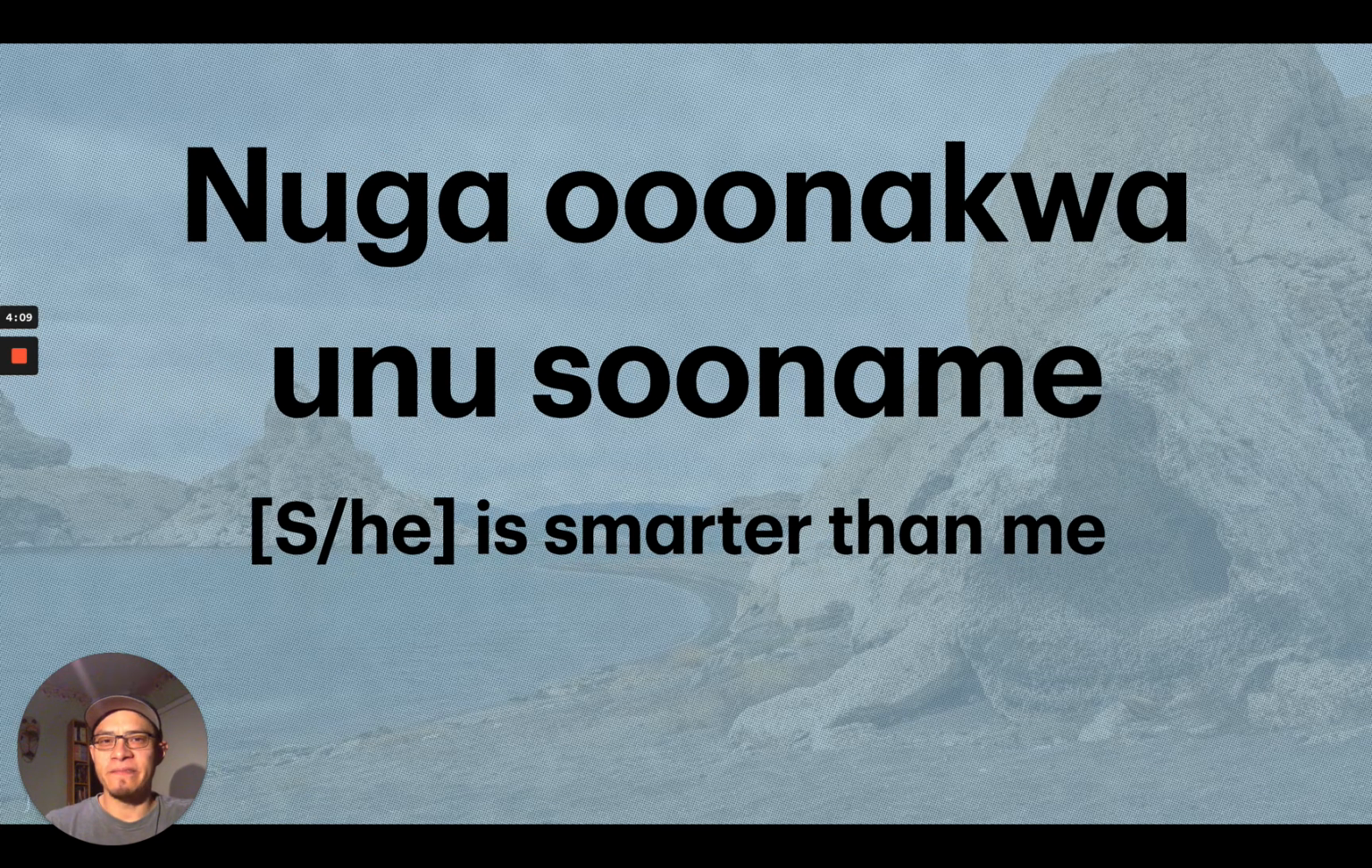That's helpful because if you come across hearing something like this, nera unakwa tsunami. There's no subject in this sentence. It's implied. The she or he is implied here. It's she or he is smarter than me. Literally, it just says is smarter than me. And you have to supply who is smarter. And context always helps you to determine that.